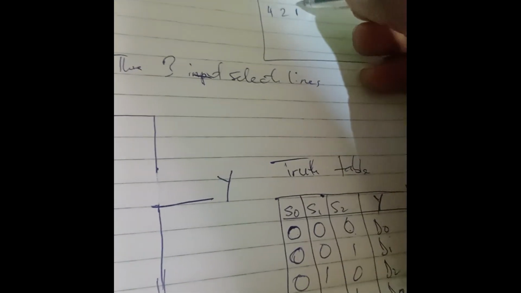If I want to get 2, since I have 4 2 1 here, how will I get a 2? In this case, here will be 0, here will be 1, and here will be what?